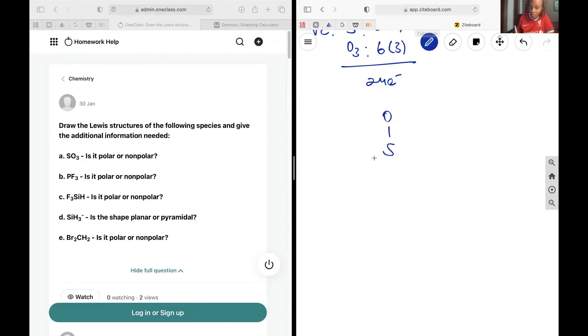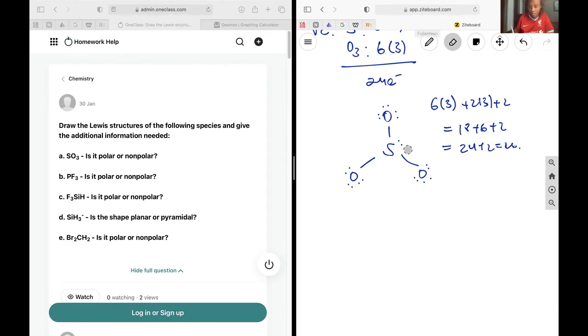And then let's put a single bond to each oxygen. Let's fill in our octets. Okay, and now let's check. We have 6 by 3 because of the lone pairs on each oxygen, plus 2 by 3 because of the bonding pairs, plus 2. That's going to give me 18 plus 6 plus 2. And that is 24 plus 2, which is 26. I have too many electrons. And so I'm going to get rid of this lone pair on the sulfur. And that will leave me with the desired 24.